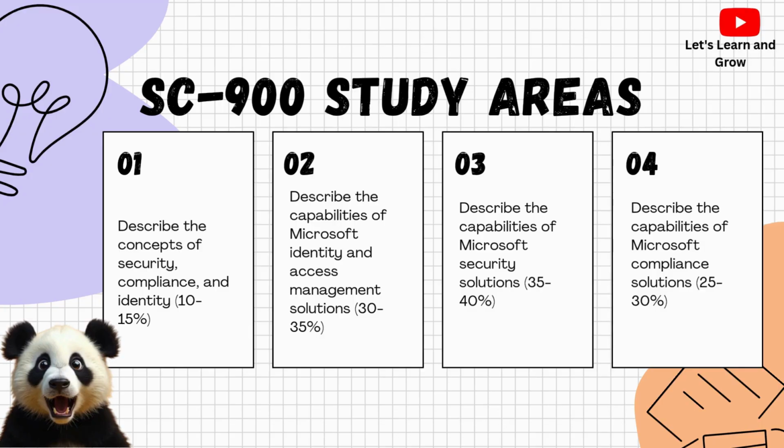There are four concepts. The first concept is about security, compliance, and identity, which covers 10 to 15%. Second, describe the capability of Microsoft Identity and Access Management solutions, which contains 35 to 30%. Third, capability of Microsoft Security solutions, which contains 35 to 40%. Fourth, capability of Microsoft Compliance solutions, which contains 25 to 35%.